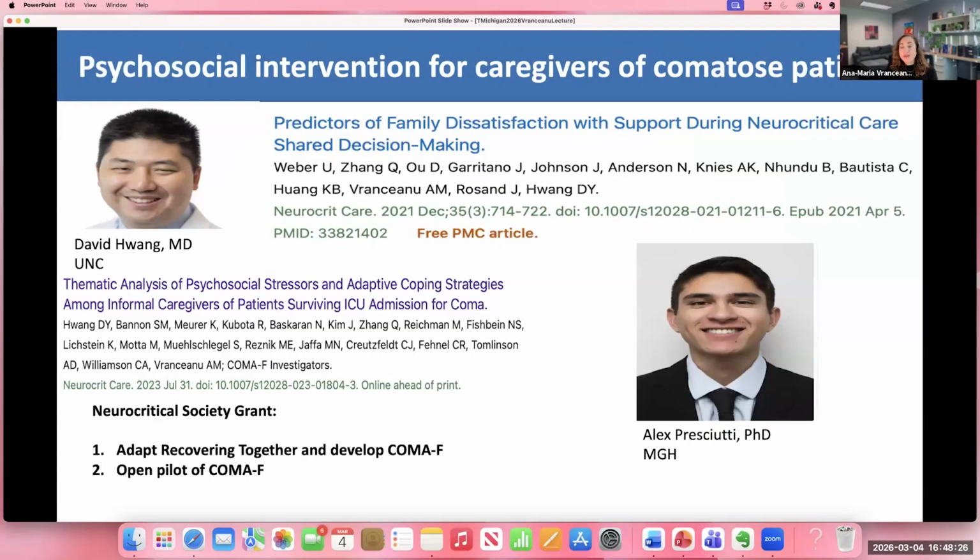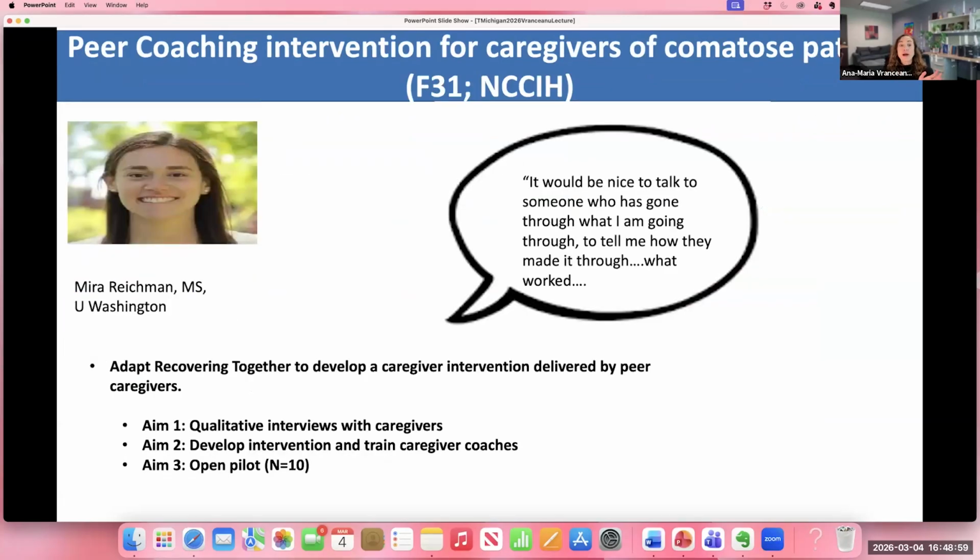I mentioned I want to talk a little bit about some of the interventions that have been developed after Recovering Together. So I mentioned Alex Prosciutti alongside David Huang, who was at UNC. They did some qualitative work, developed this Coma F program, conducted an open pilot, and now they're actually conducting an R01 of this intervention for caregivers of patients where the patient is comatose or has cognitive impairment and is not able to participate in a dyadic intervention.